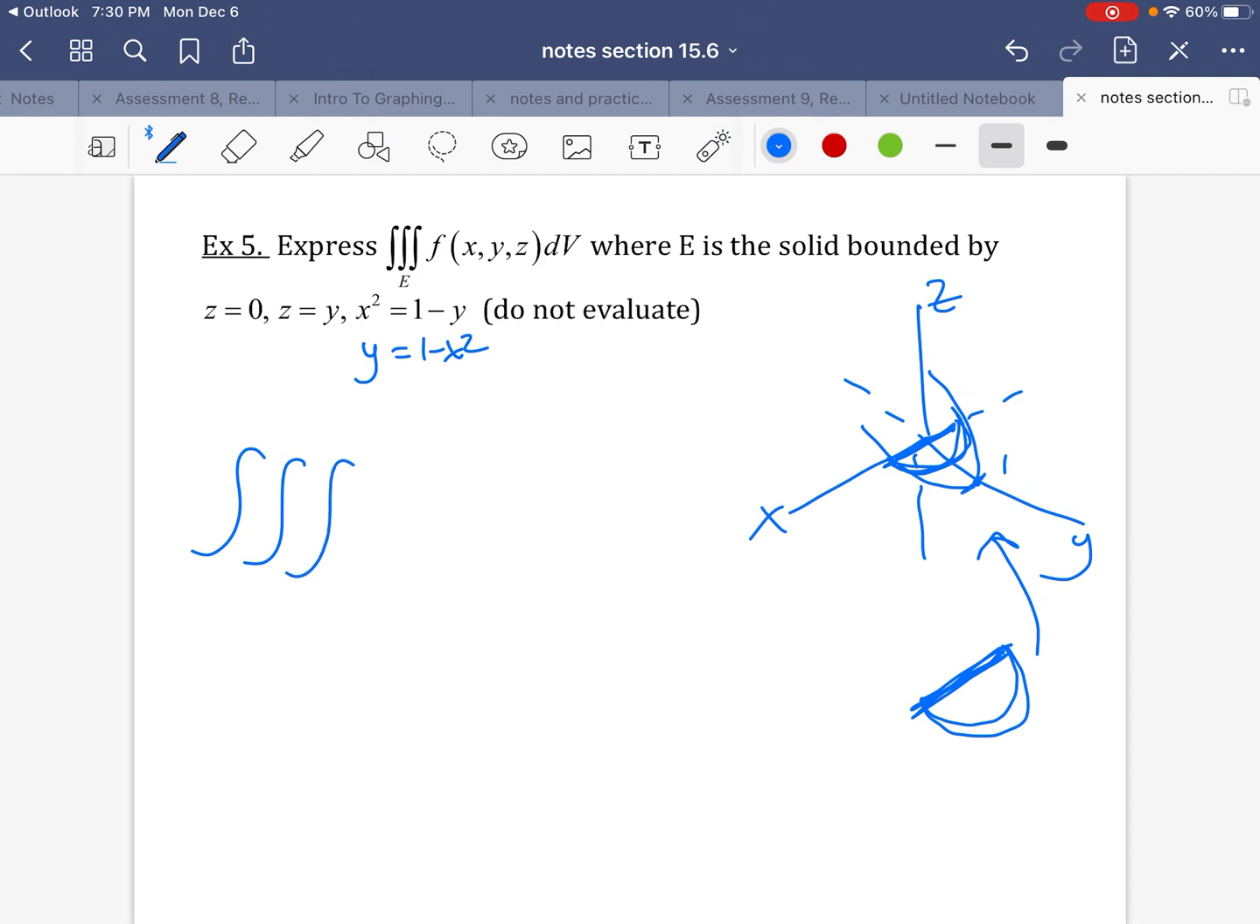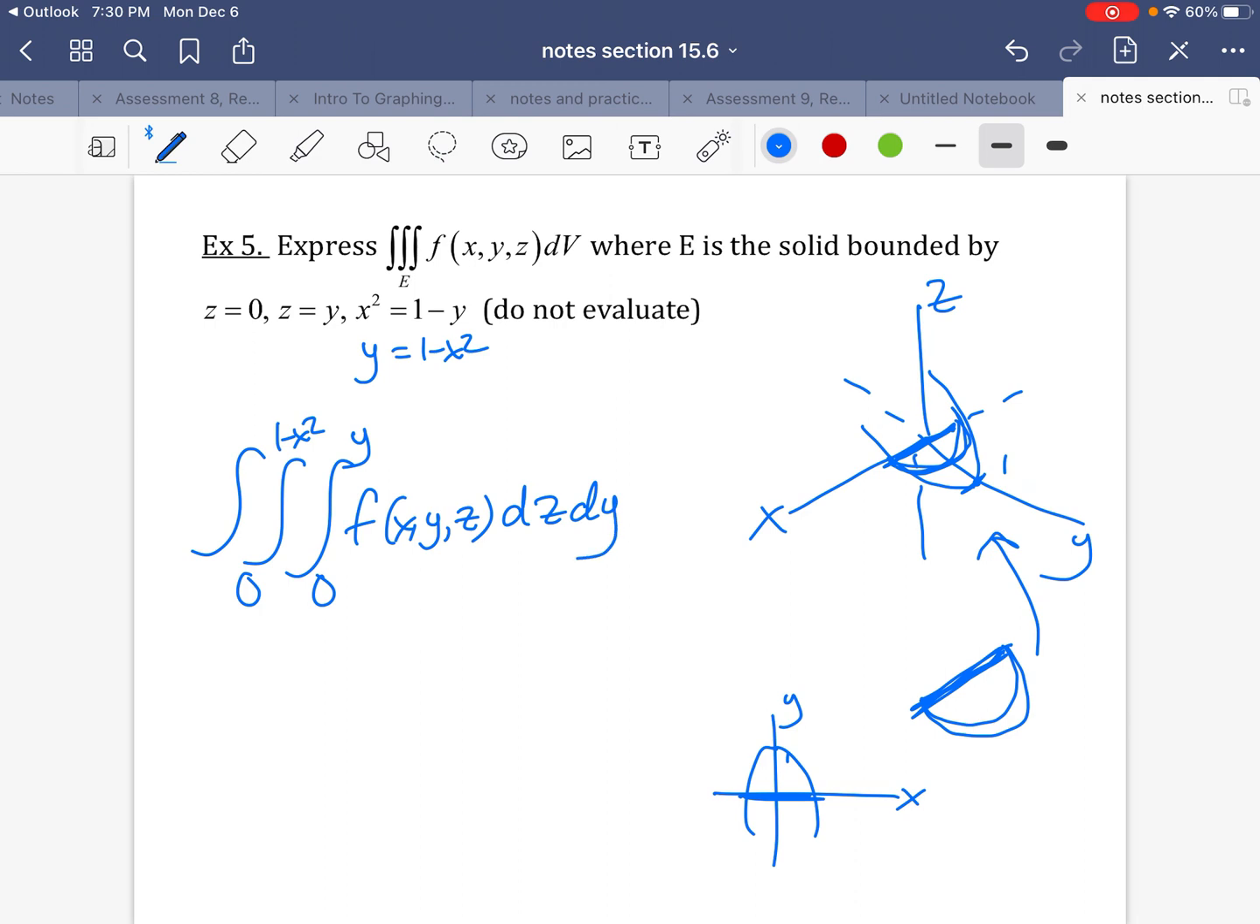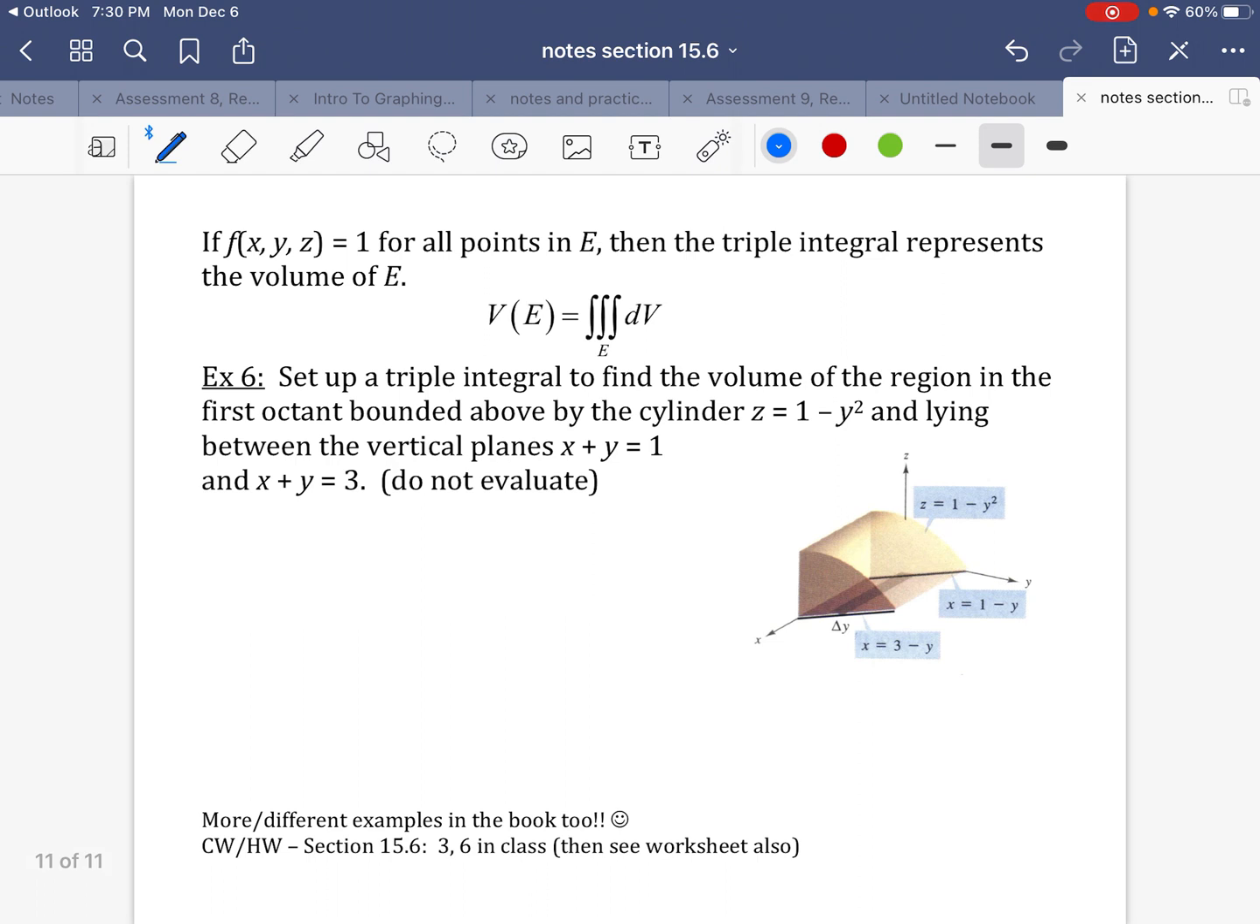So I think we can do good old dz first. We have our function. We can do dz, 0 to y. And then all I have to do is contain my parabola. So that parabola I have right there, I'll go ahead and do 0 to 1 minus x squared. And then we'll go negative 1 to 1 for dx. And we're not evaluating this. All right, this last one right here.